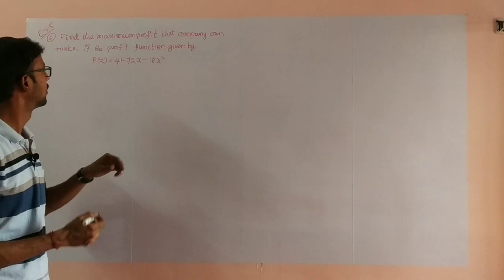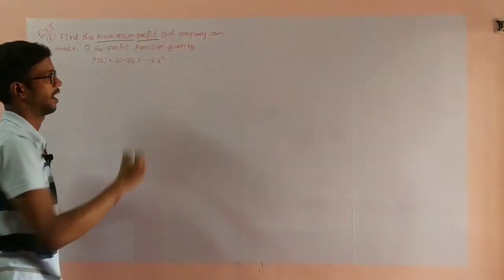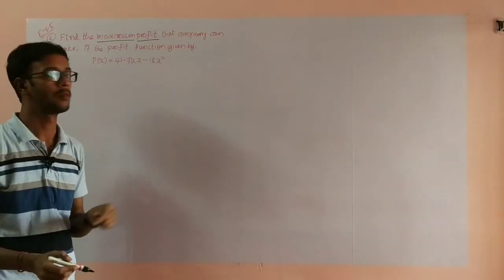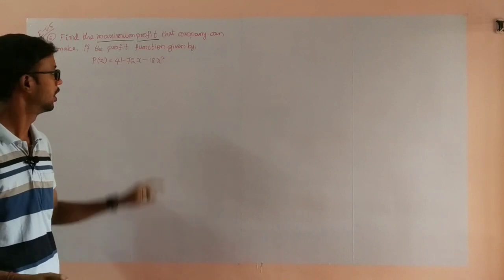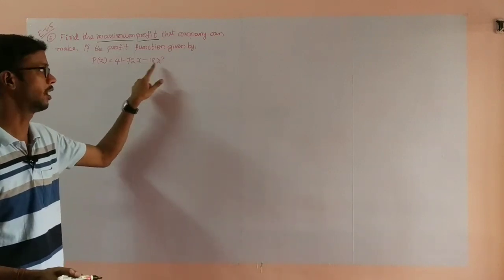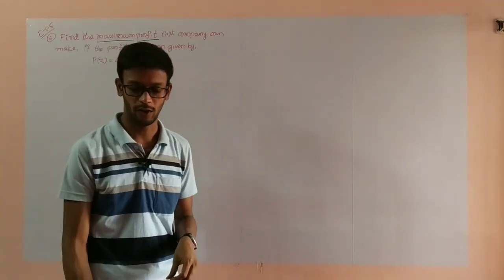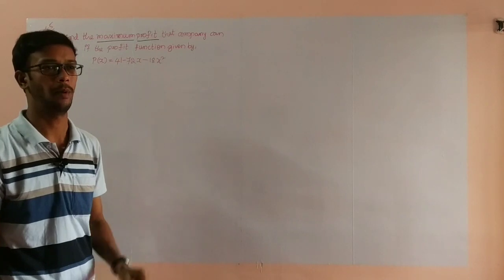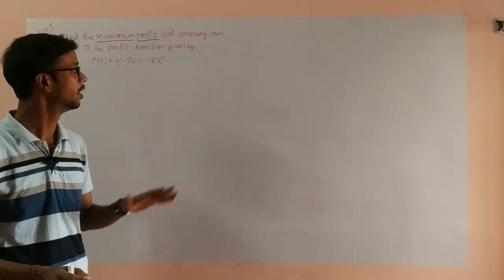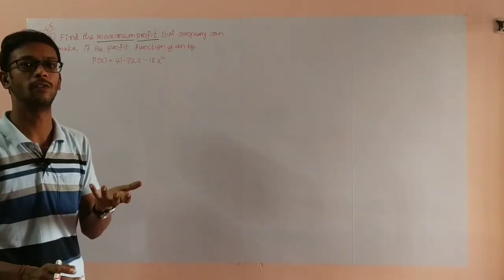Problem number 6. Find the maximum profit that a company can make if the profit function is given by P of x is equal to 41 minus 72x minus 18x square. So maximum profit you have to find. Every person will think the profit should be maximum. So when it is maximum, what is the maximum value of the profit?